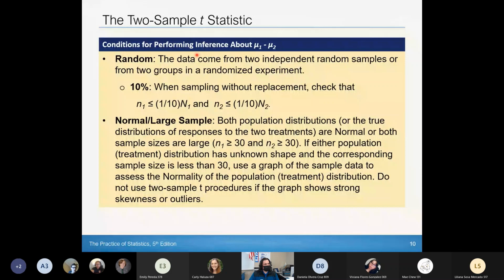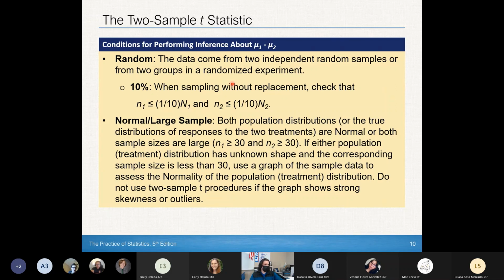The two sample t statistic. Conditions for performing inference about mu1 minus mu2. These conditions apply to confidence intervals and significance tests. We once again have random, 10%, and normal/large sample. And once again, these things must be checked for both populations/samples. The data come from two independent random samples or from two groups in a randomized experiment. So if you're doing an experiment and maybe the individuals were not randomly selected, however, the treatment was randomly assigned, that's random. We have the random condition covered.